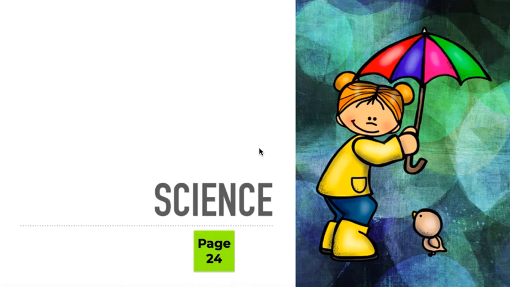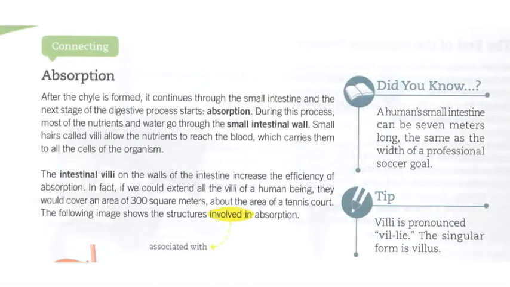So we are on page 24 in the science book. Absorption. After the chyle is formed, remember the chyle? It continues through the small intestine, and the next stage of the digestive process starts.